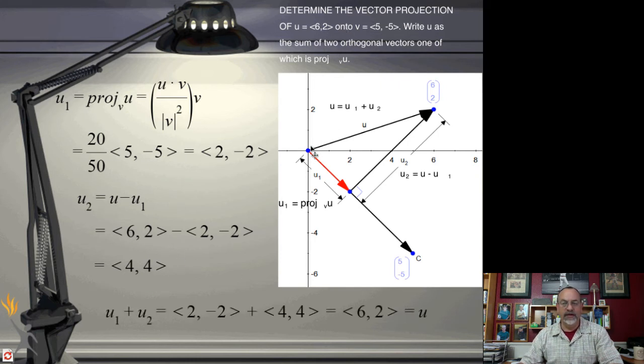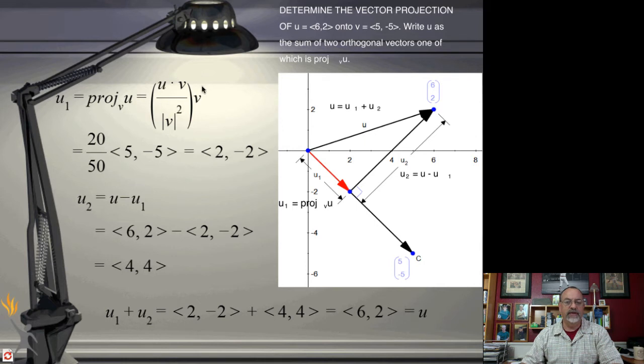So I can write this vector here as the sum of u1, which is the projection vector, 2, negative 2, plus the orthogonal vector, 4, 4. And you'll notice that when I add those together, I do get 6, 2, the original vector that I began with. Okay? So I know that's a lot of information to remember.